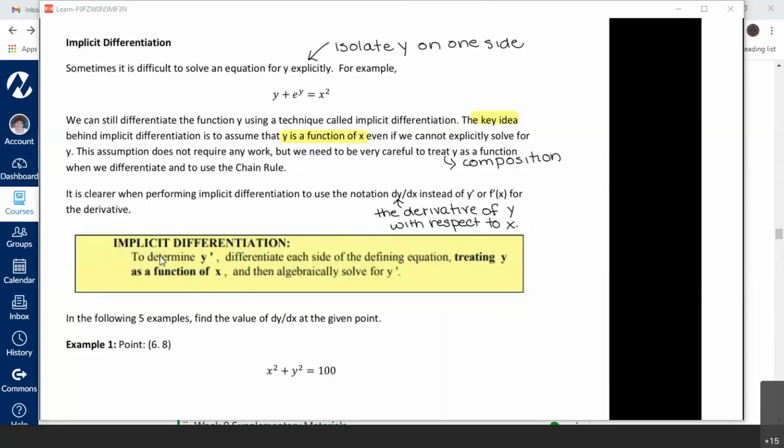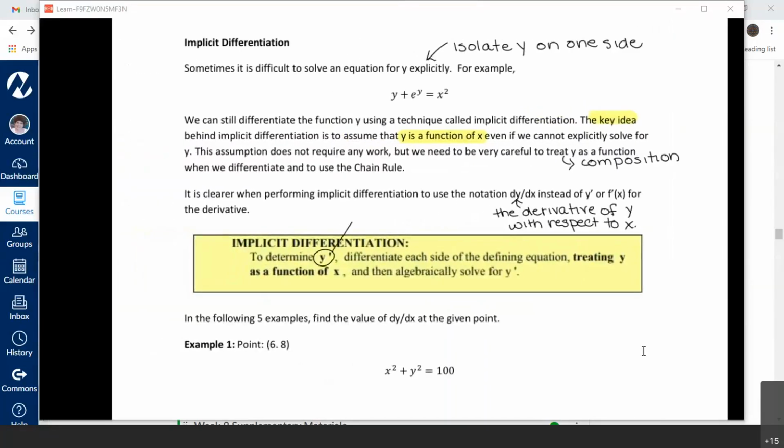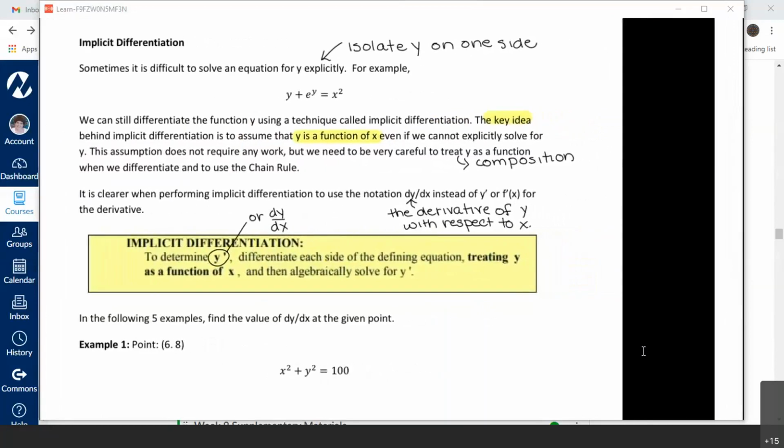So again, to summarize, to determine y prime, or dy dx, remember, y prime and dy dx are the same thing. Differentiate each side of your equation, treating y like it's a function of x. Then there's a bit of algebra at the end where you have to isolate dy dx, because that's what you're solving for. Remember, y prime and dy dx are the same thing.